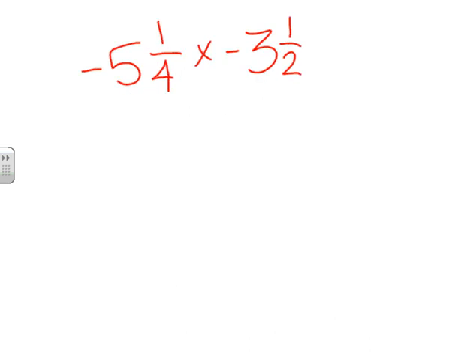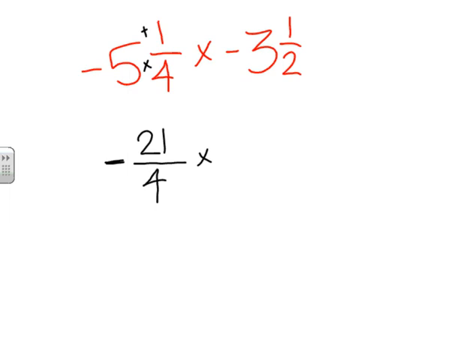All right, the next one that we are going to find the product of, we're going to multiply -5 and 1/4 by -3 and 1/2. The first thing that we need to do is change our mixed numbers into improper fractions. So we're going to take 4, multiply it by 5, and then add 1. So 4 times 5 is 20, plus 1 is 21. Denominator stays the same. If it was negative up above, we're going to keep it negative as we rewrite it below.